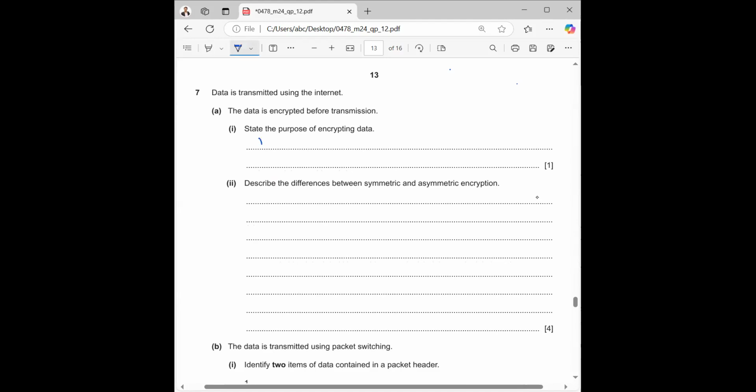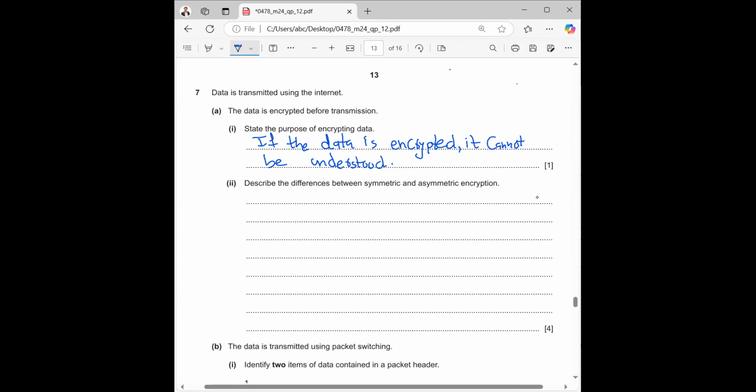It means that if the data is encrypted, it cannot be understood.